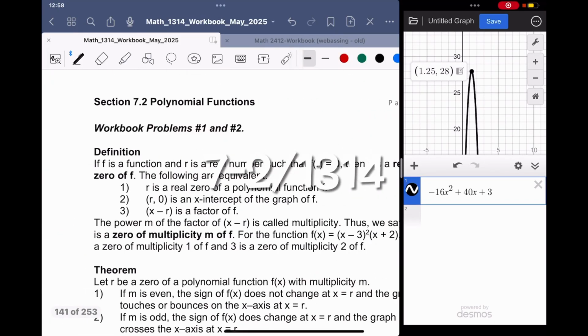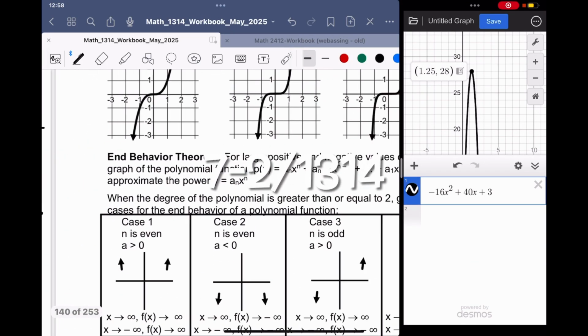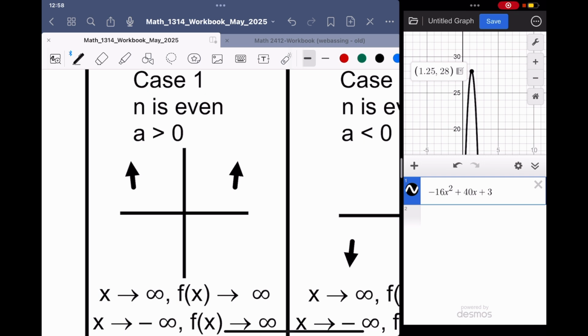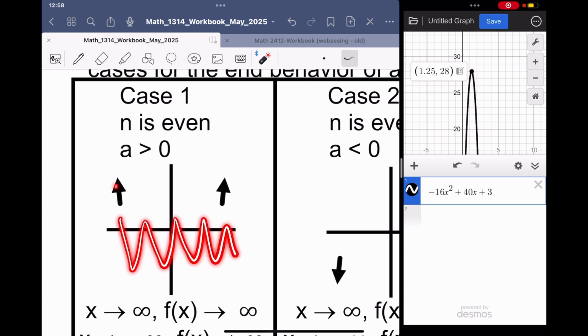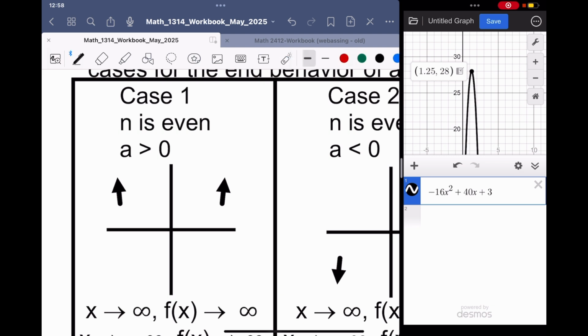Okay, so we're on page 107. In case 1, this is going to be a positive even function. We don't care about what's happening inside. We just know that both ends of the function go upward, right? Both ends are positive. So this is going to be a positive even exponent function.